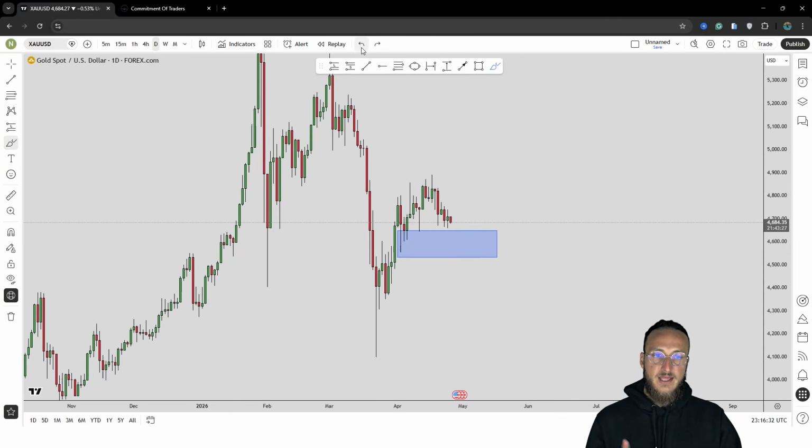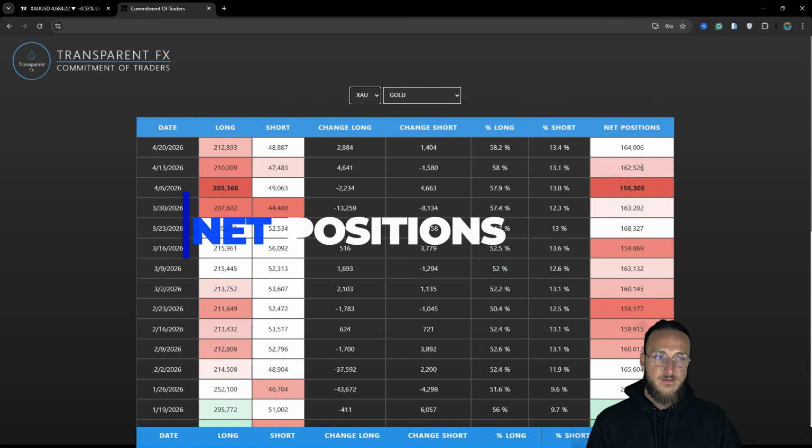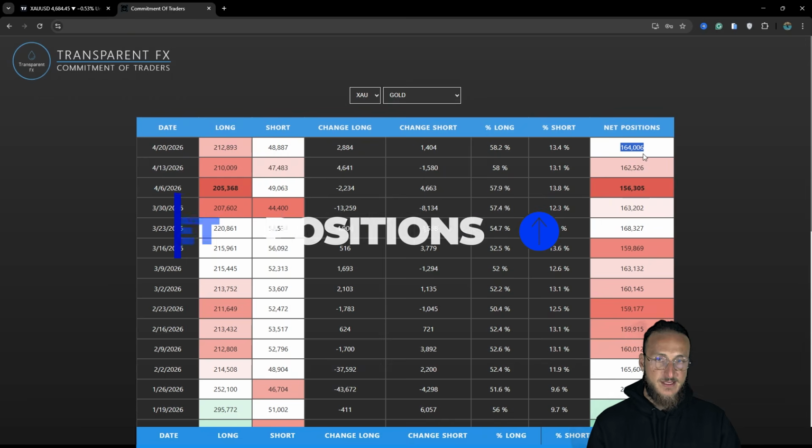Let's keep this in mind and move to the commitment of traders to see what the big players at the moment in the market are doing on gold. Now, this is already gold against USD, because all currencies, and in this case also the commodity gold, are already reported against the USD. And what we can see here is that net positions have been growing quite massively. We went from 156K back up to 164K.